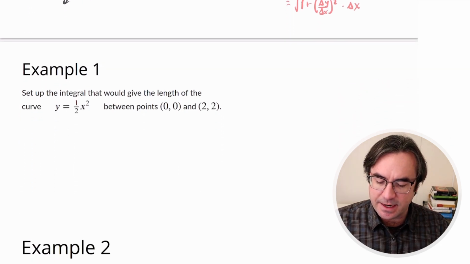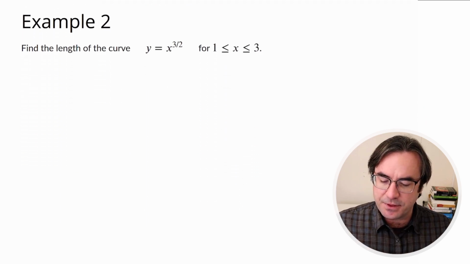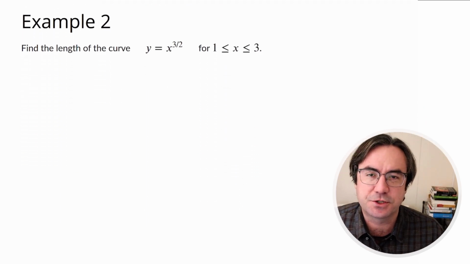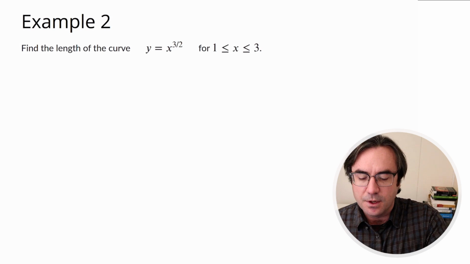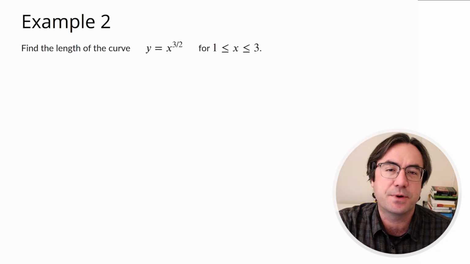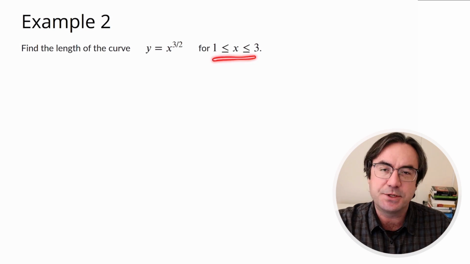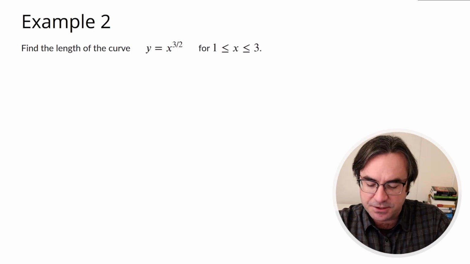So let's try an example, and let's start with actually example 2. So we'll actually go through and do the integration on this one. All right, so we have this curve y equal to x raised to the 3/2 power, x is between 1 and 3. So we want to find the length for this section. So let's try it out.